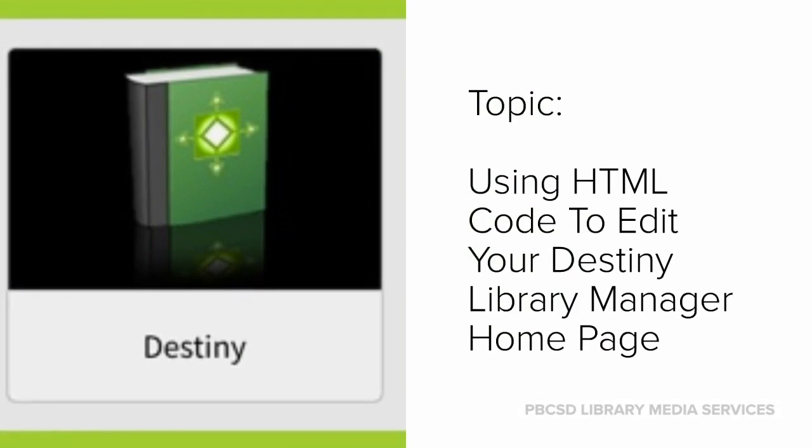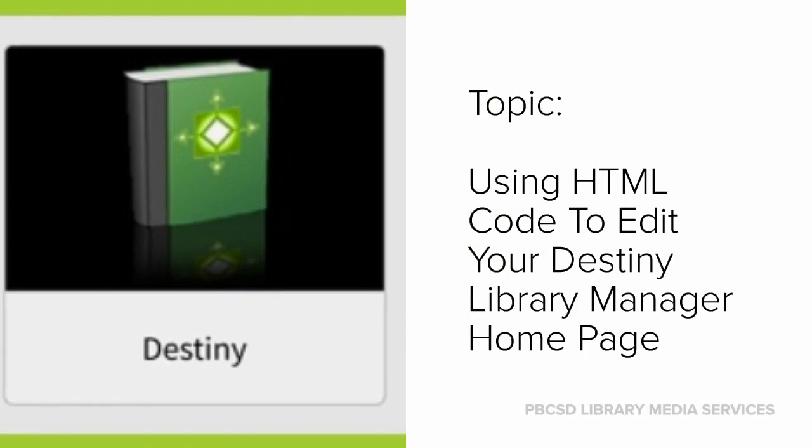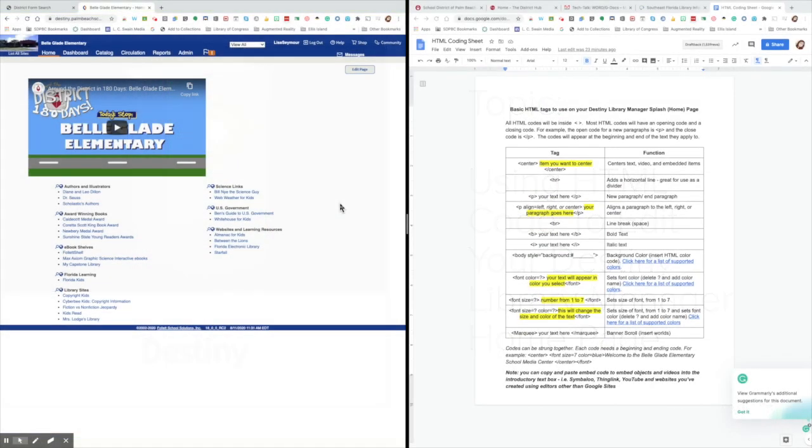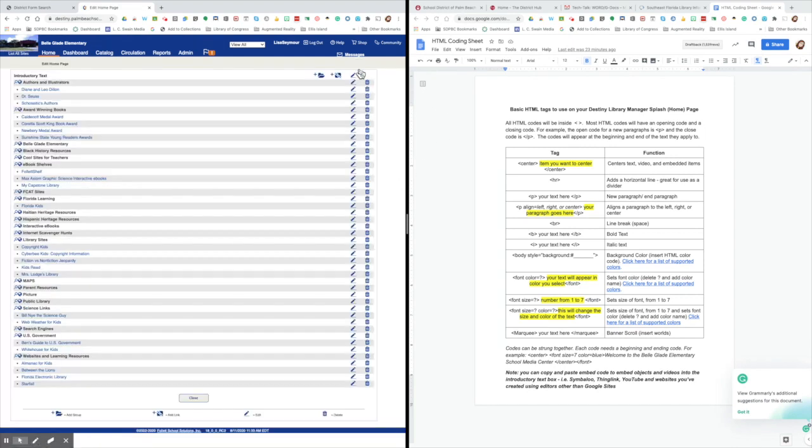Today's topic will be using HTML code to edit your Destiny Library Manager homepage. Today we're going to be talking about how you can edit your Destiny splash page using HTML code. First thing you're going to do is click on Edit Page, and then you're going to click on the pencil.